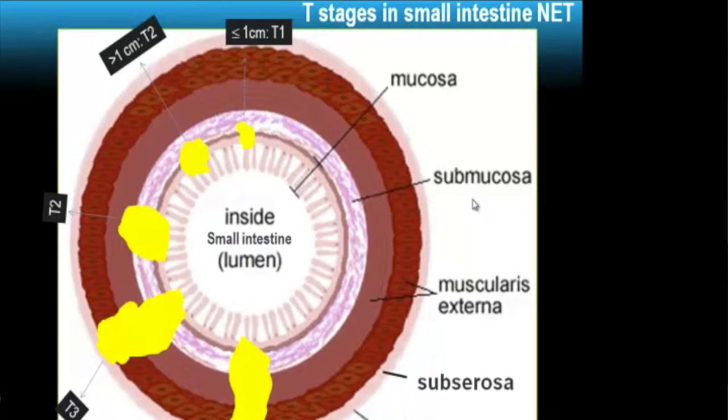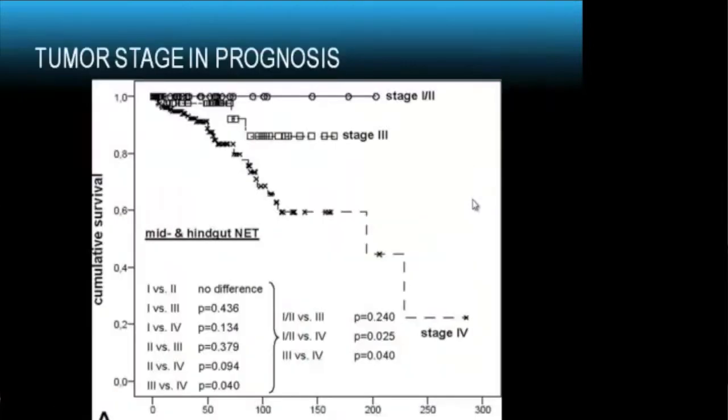The small intestine has mucosa, submucosa, muscularis, subserosa, and serosa. T1 means the tumor invades the mucosa and submucosa and is less than 1 centimeter. T2 is when the tumor is bigger than 1 centimeter or invades the muscle. T3 means the tumor has invaded through the muscle into the subserosa. And T4 means it has already penetrated through the entire wall. So that is how we T-stage the tumor. Again, stage is very important in prognosis, as shown in this picture.